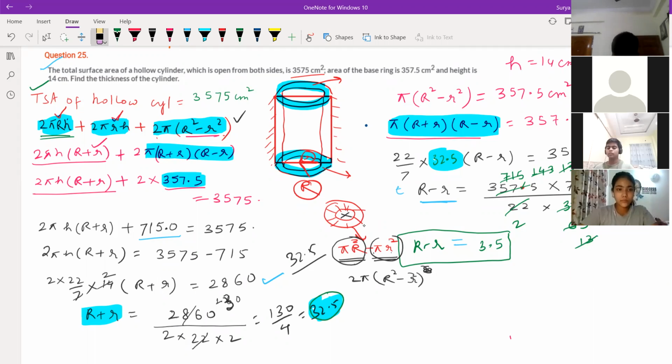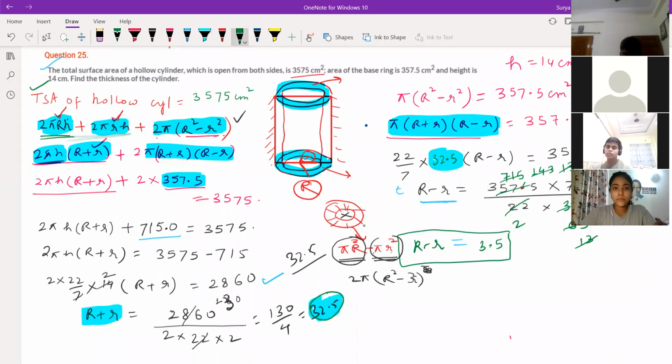All right. Now see, I have taken 2 pi h common from the first and second. So I'm getting 2 pi h times (R plus r) from the first two. And the last two, I just expanded it: R plus r, R minus r. It's clear. But in the question, what do we have to find?